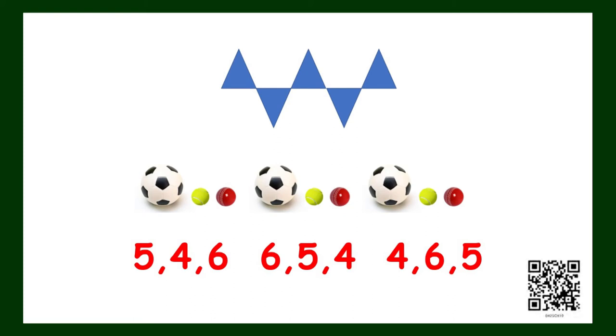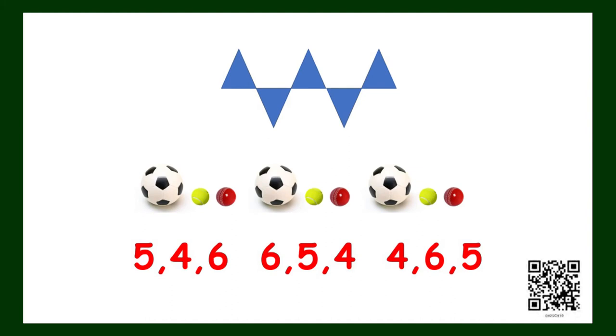Observe the numbers 5, 4, 6. 4 comes after 5. And 6 comes after 4. Now see the second combination, which is 6, 5, 4. Here 5 comes after 6 and 4 comes after 5, just like the first one. Now the third: 6 comes after 4 and 5 comes after 6. They are taking the position of the next number.